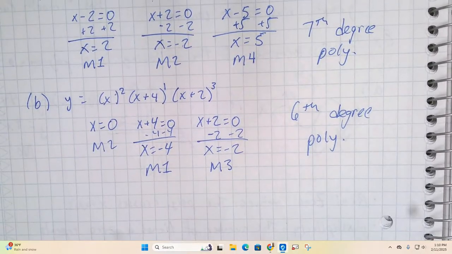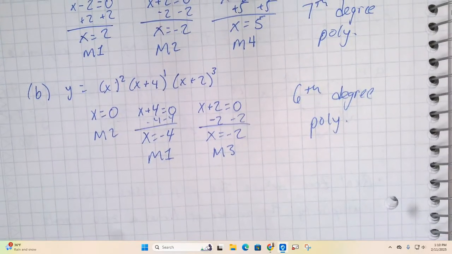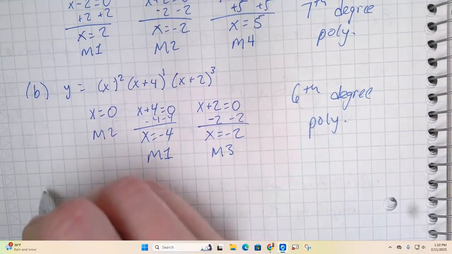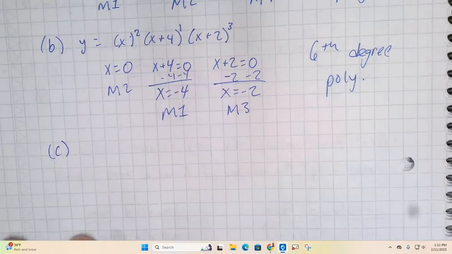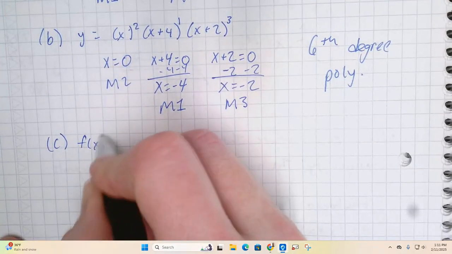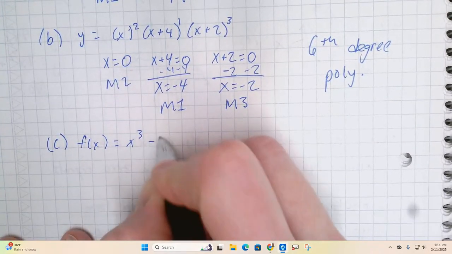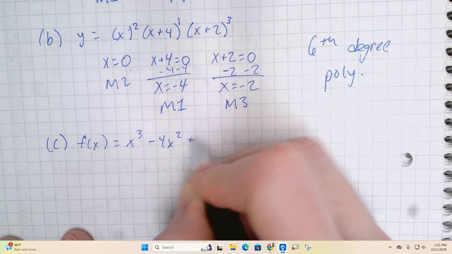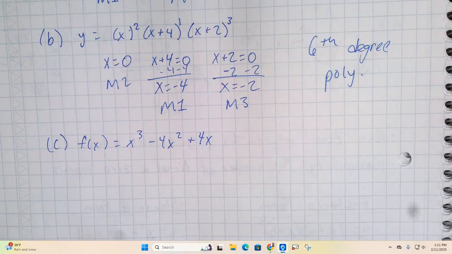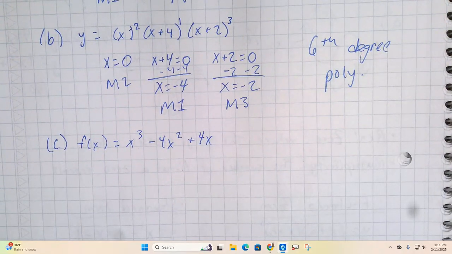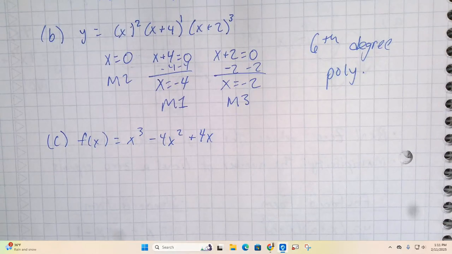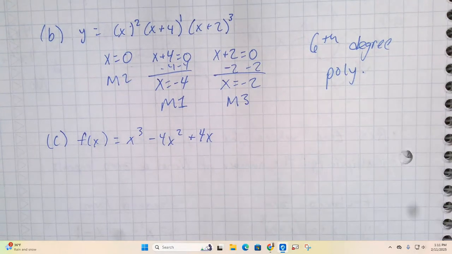All right, we got C, D, E here. If we do part C, we would have f of x is equal to x cubed minus 4x squared plus 4x. And one thing that we could do is factor it, or we could graph it. Let's try graphing it and just see what it looks like.